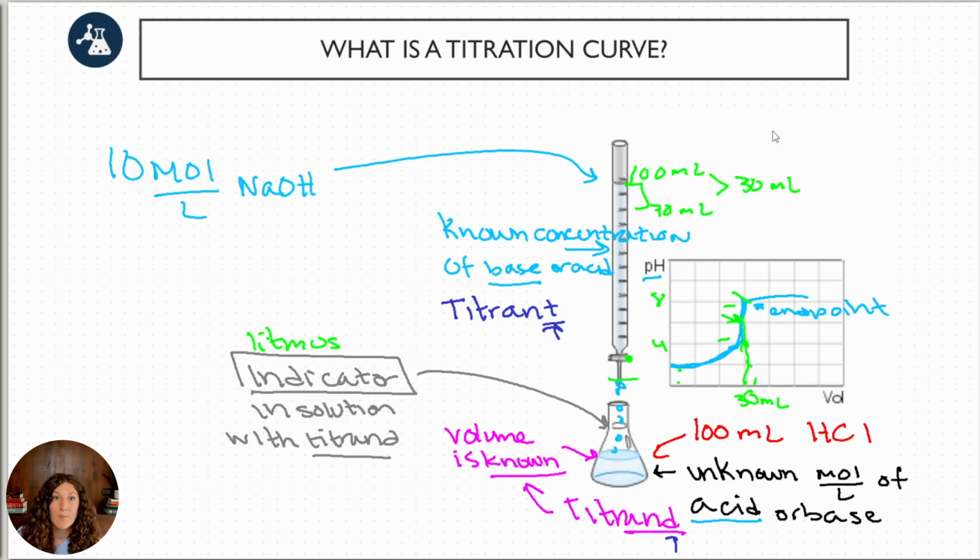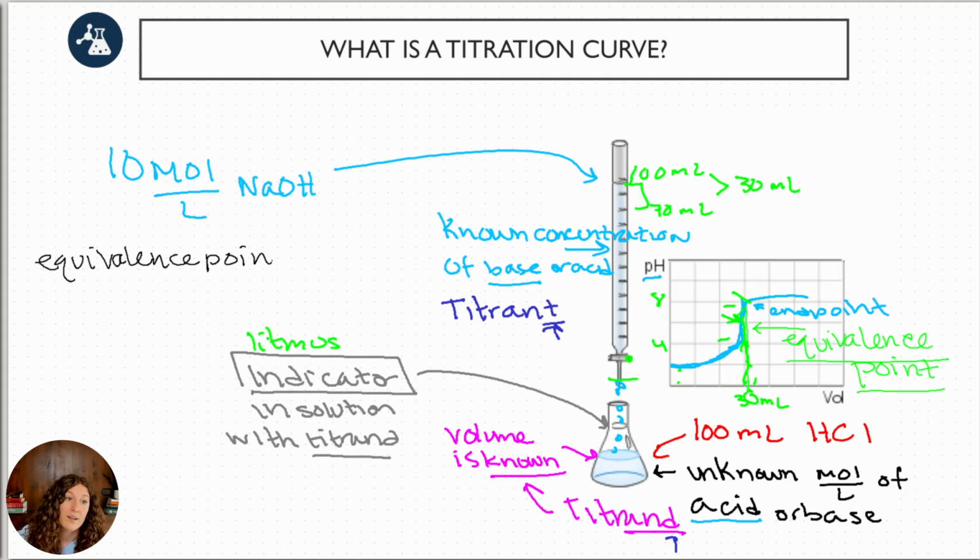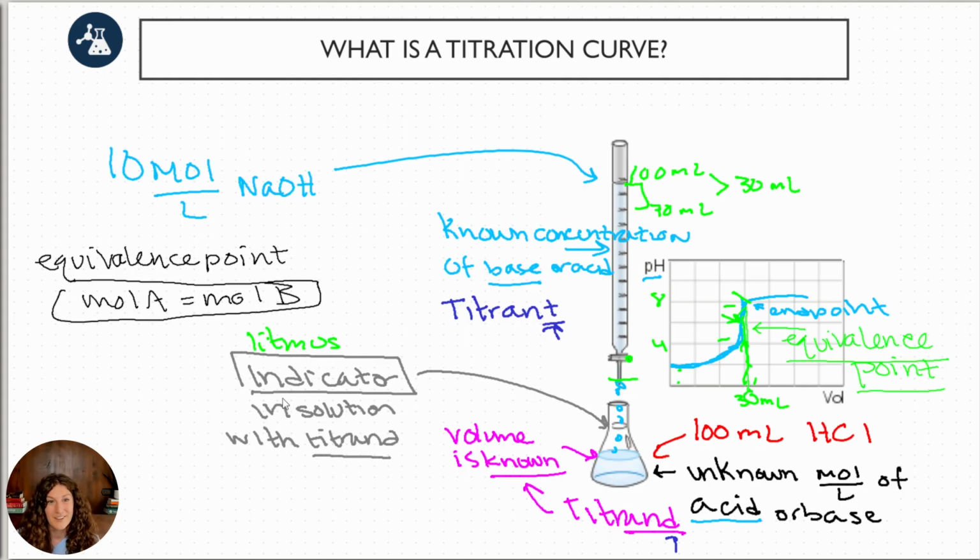So this sharp point right here, where it goes up steeply, and we turned it off right at the end, this is called the equivalence point. And the equivalence point, I'll go ahead and rewrite it over here on the side, is where the moles of acid will equal the moles of base. So awesome for us because that's exactly what we're looking for.